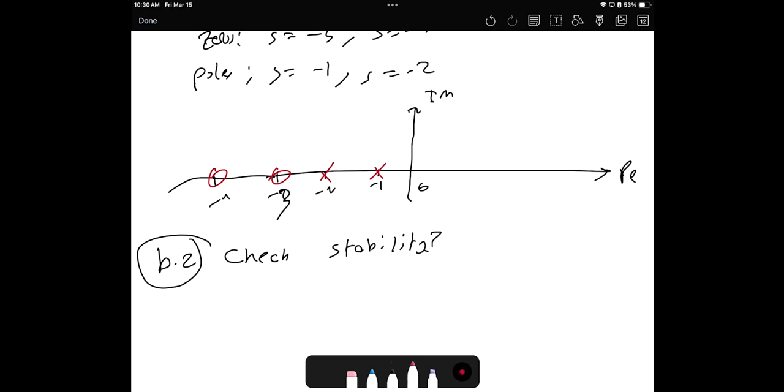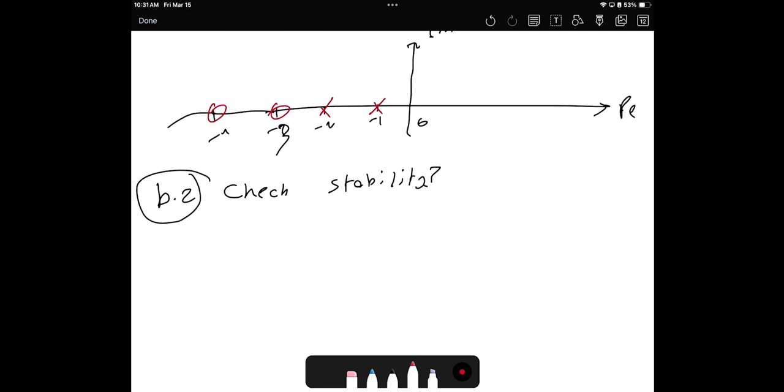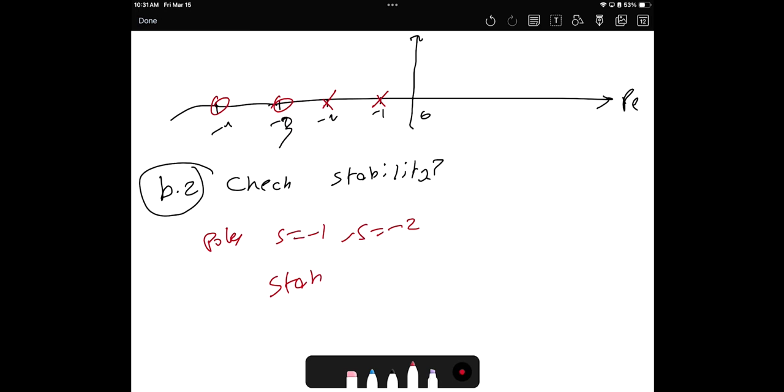So this is easy, since I find the poles. Poles are at s equal -1, s equal -2. What does this mean? Is this stable, unstable? It's stable, exactly. So we can say it's stable. Why? Because they are all negative, and the real part is negative. The left half plane, left half plane. So it's stable.